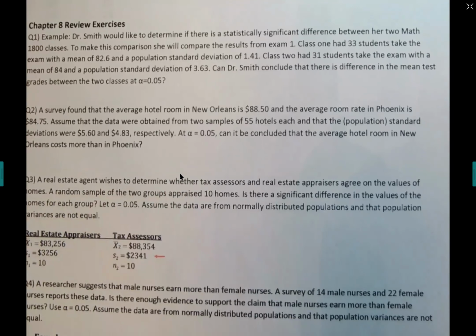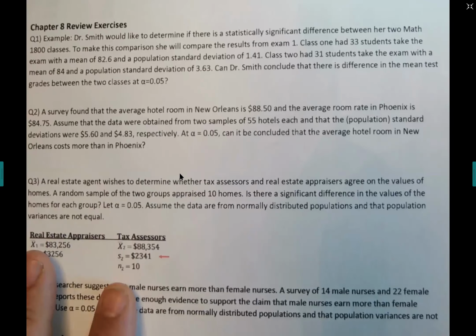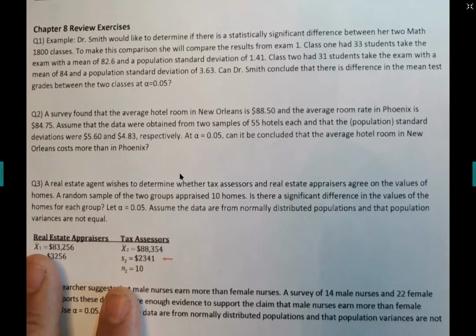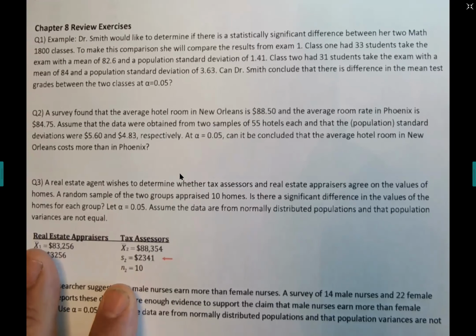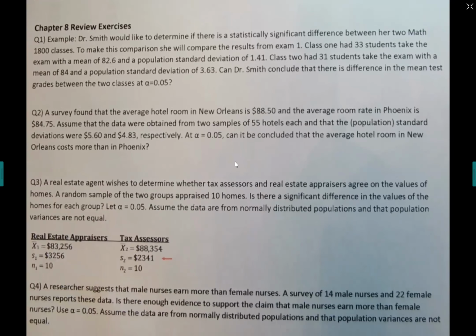Dr. Smith would like to determine if there is a statistically significant difference between her two math 1800 classes. So what would be the null and the alternative? Can someone tell me what do you think the null and the alternative would be here? A difference. What does a difference mean? It didn't say greater than, it didn't say less than. So would you guys agree it's going to be equal and not equal? That's what difference means.